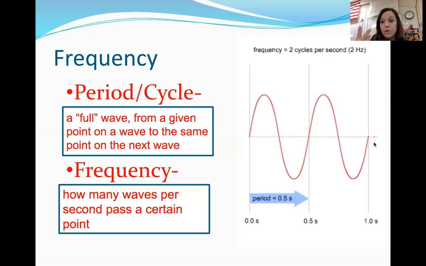This shows 2 waves per second, but for example, a lot of sound waves are like 500 waves per second. And we're gonna learn that when we talk about pitch, like high pitch sound, low pitch sound. That's how many vibrations per second. And we have all these waves. So period is the full wave, and frequency is how many waves per second.